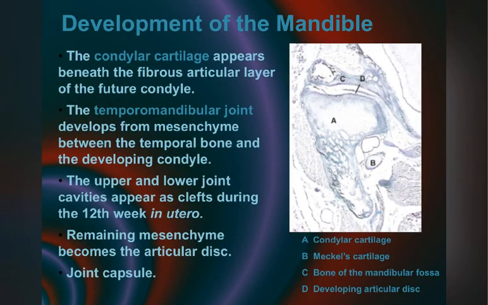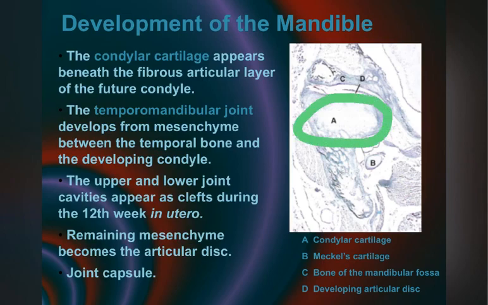Condylar cartilage appears beneath the fibrous articular layer of the future condyle. Temporomandibular joints develop from the mesenchyme between the temporal bone and the developing condyle. The upper and lower joint cavities appear as clefts during the 12th week in utero. Remaining mesenchyme becomes the articular disc, and then the joint capsule is formed.